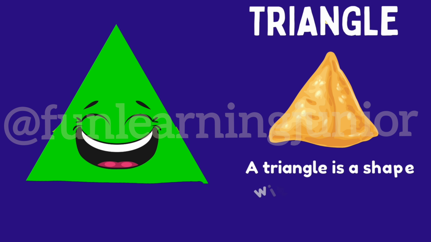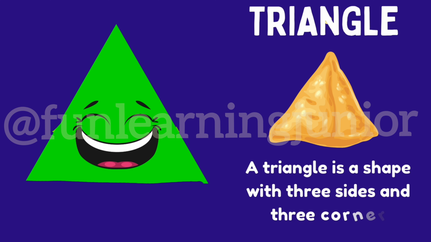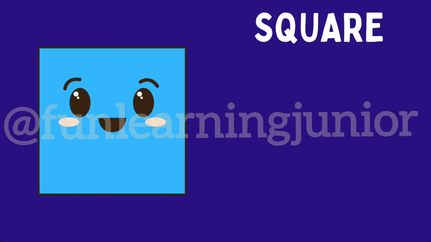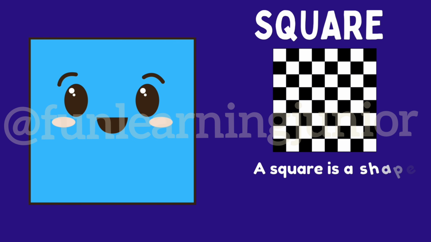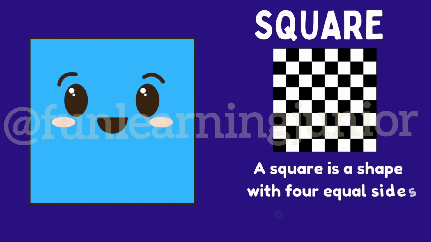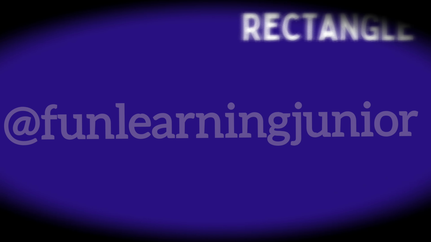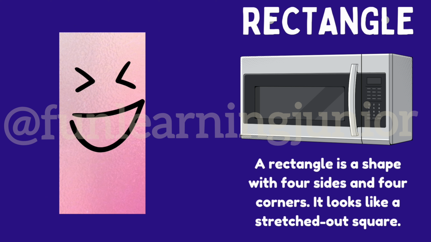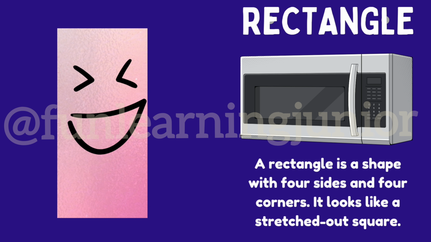Triangle. A triangle is a shape with three sides and three corners. Square. A square is a shape with four equal sides and four corners. Rectangle. A rectangle is a shape with four sides and four corners. It looks like a stretched out square.